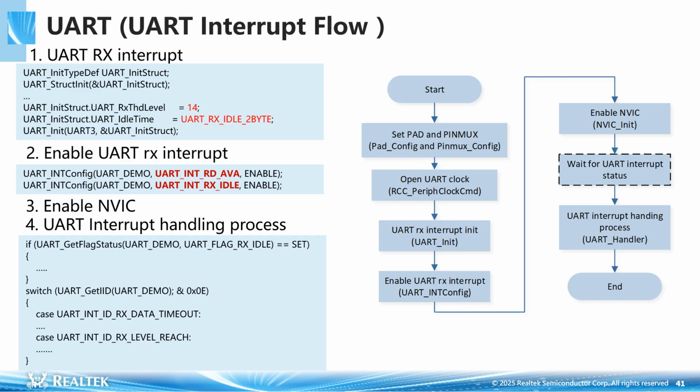UART can also be configured to enable interrupts for data reception. For receiving variable length data, you can enable the data receiving available interrupt and the data receiving idle interrupt. Once these interrupts are enabled, a UART interrupt will be triggered whenever data is received.